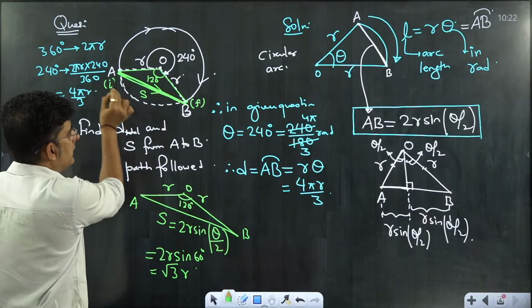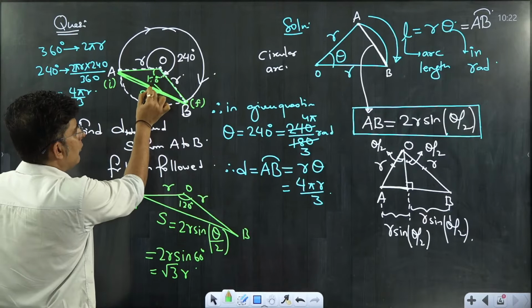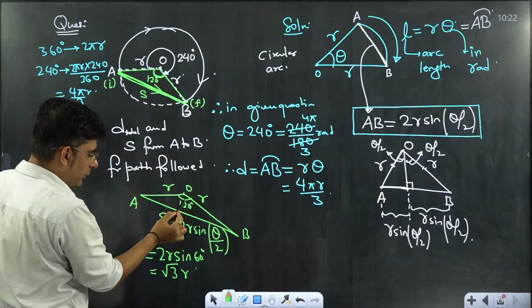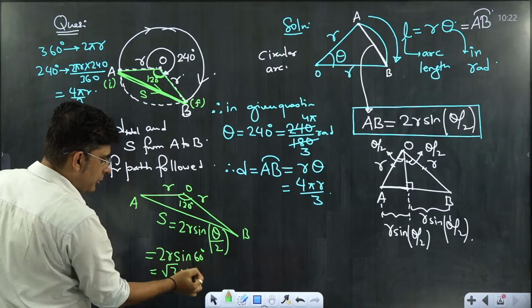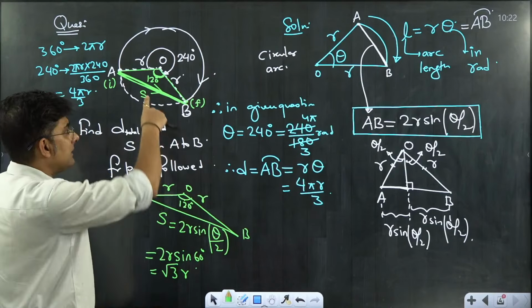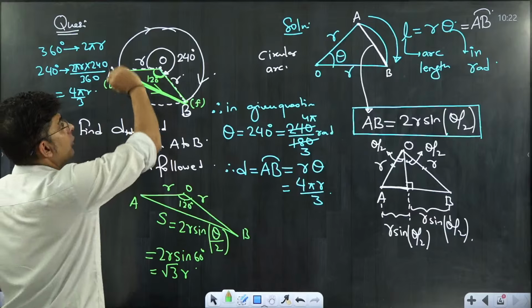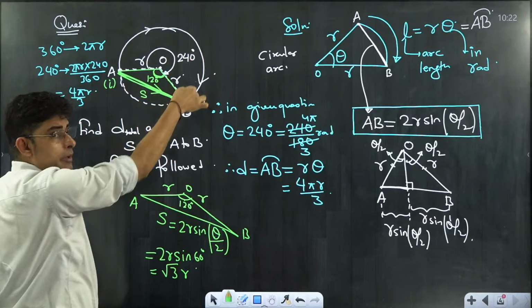Displacement is from A to B, this part. This is the angle 120 degree. So I will use 120 as theta here. So 2r sine theta by 2 means 2r sine 60. For distance, the theta is not 120. For distance, you are going like this. Distance you are going from above.